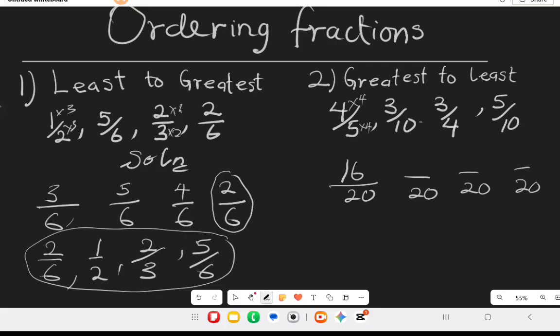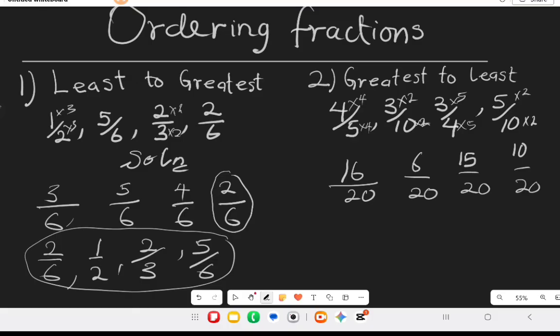What do we multiply by 10 to give us 20? It is 2. 2 times 10 gives us 20, and we multiply the numerator by 2, which gives us 6. What do we multiply by 4 to give us 20? It is 5. 3 times 5 gives us 15 over 20. What do we multiply by 10 to give us 20? It is 2. 5 times 2 gives us 10 over 20. Next, we compare the numerators since the denominators are the same.